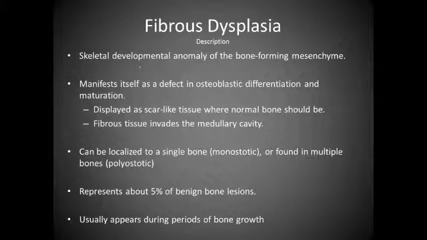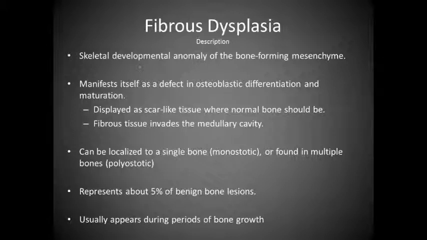That brings us to fibrous dysplasia. This is a skeletal developmental anomaly of the bone-forming mesenchyma. It manifests itself as a defect in osteoblastic differentiation and maturation. It's displayed as a scar-like tissue where normal bone should be, such as when fibrous tissue invades the medullary cavity.